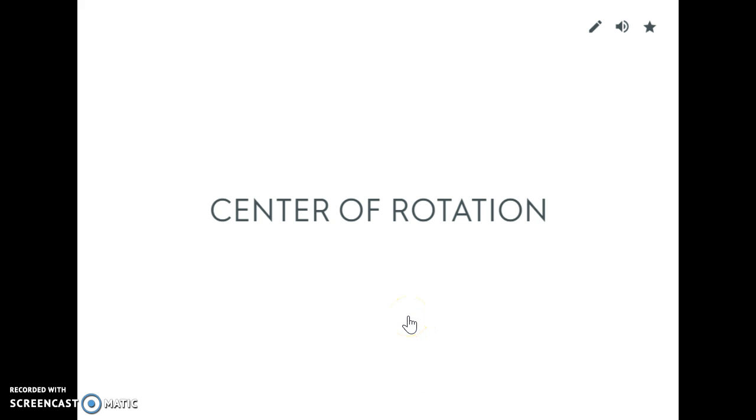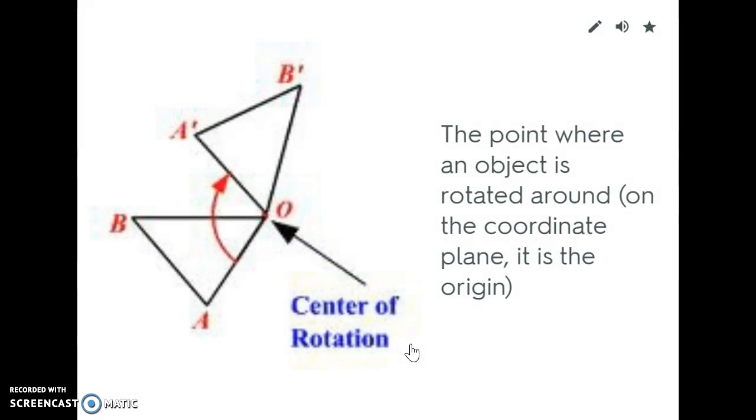The center of rotation is the point at which the object rotates around. When you're working with a coordinate plane, they will rotate around the origin, which is (0, 0). But when I'm working with a figure not on the coordinate plane, you have to determine what point it is rotating around, and that is called the center of rotation.